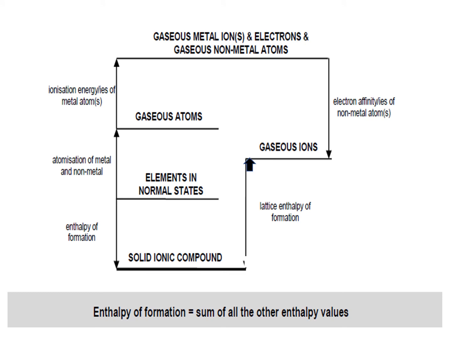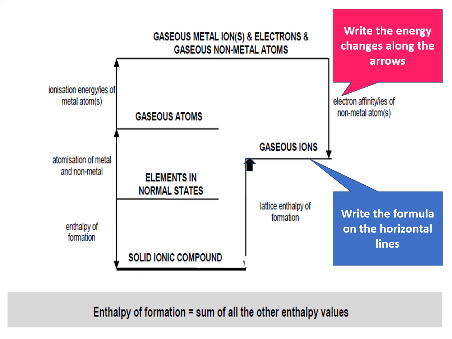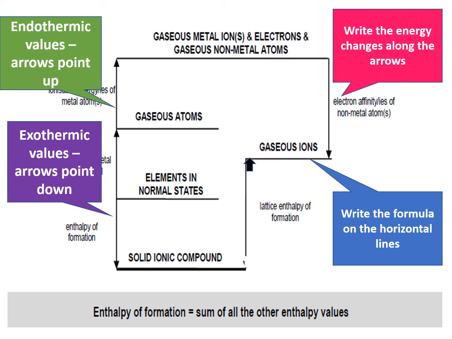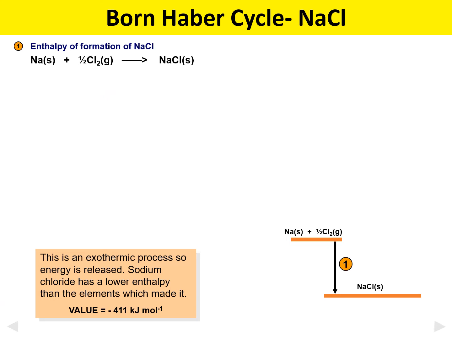This is how we will usually see a Born-Haber cycle. We will write the formula and equations on the horizontal lines. We will write the energy changes along the arrows. Endothermic values will have the arrows pointing up. Exothermic values, the arrows will point down, and the size of the arrows give an indication of the comparative enthalpy values. Let's look at how we construct a Born-Haber cycle.